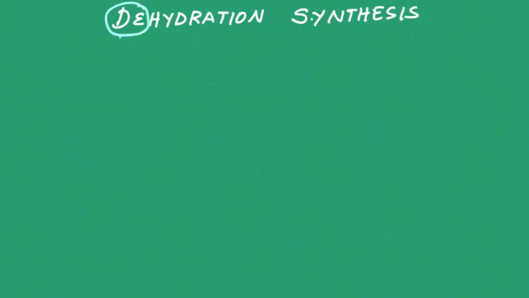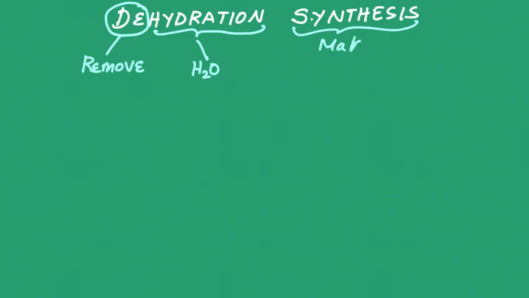Now let's take a look at how a polymer is made from monomers, which is basically how do we make a large macromolecule from its building blocks. The process is called dehydration synthesis. If we break this down, D means to remove something. Hydration is water, so you're removing water. Synthesis is to make something. So basically, we're making something by removing water.